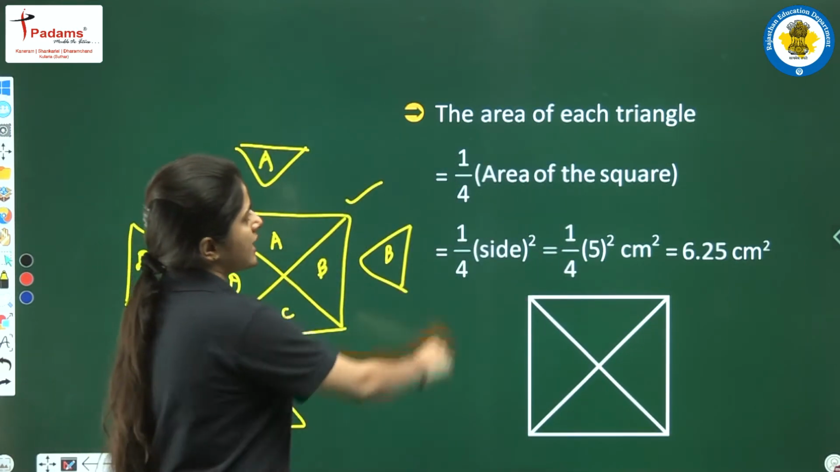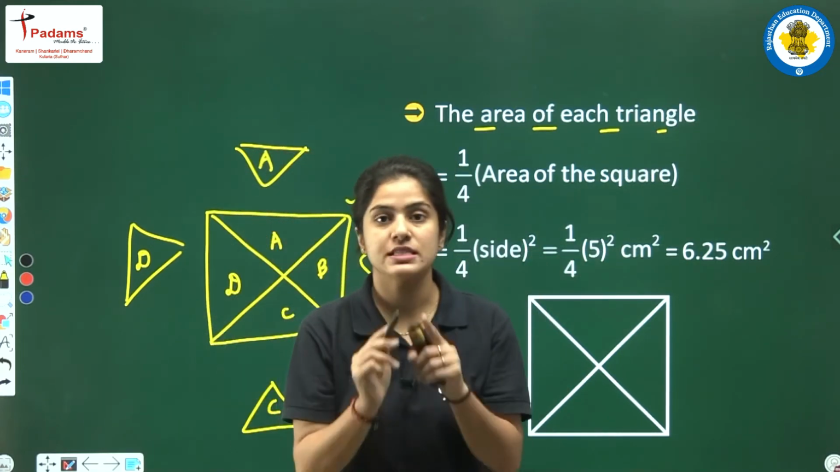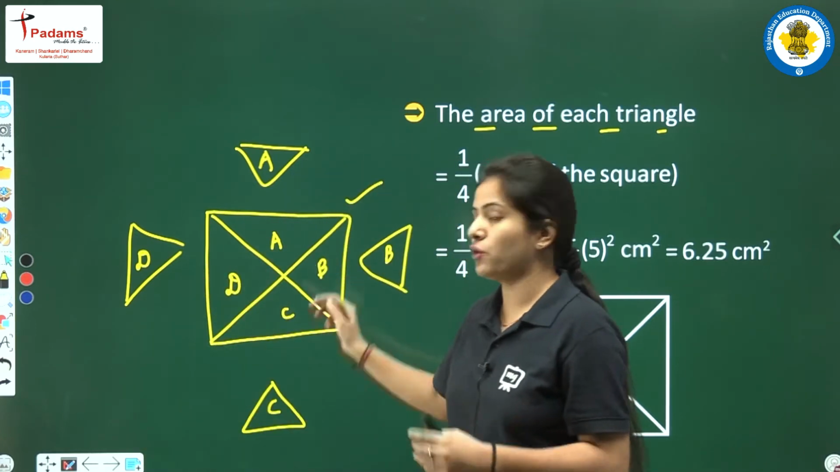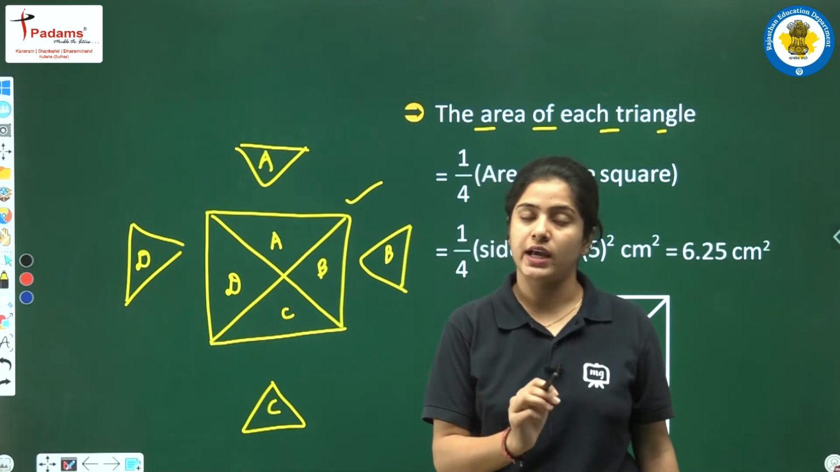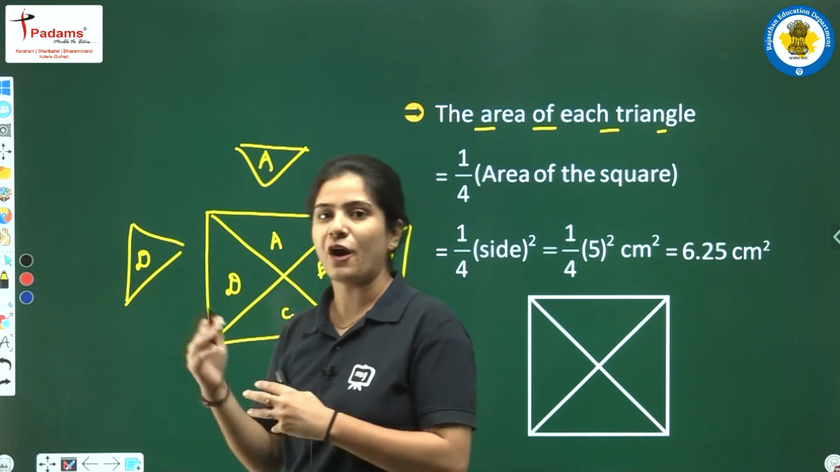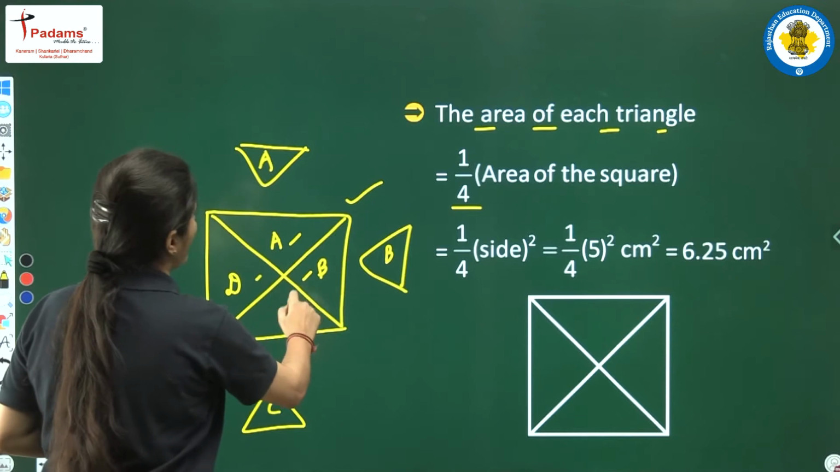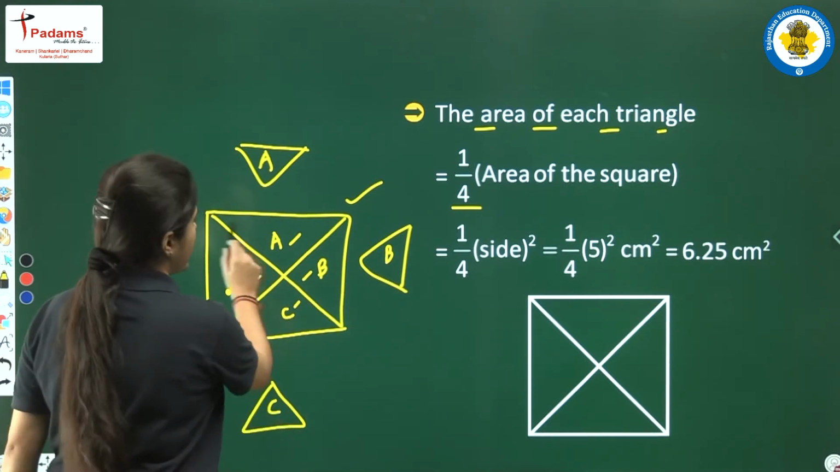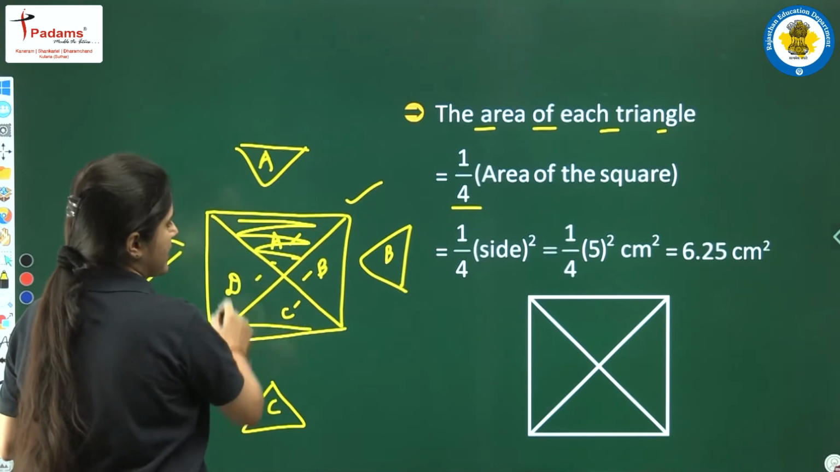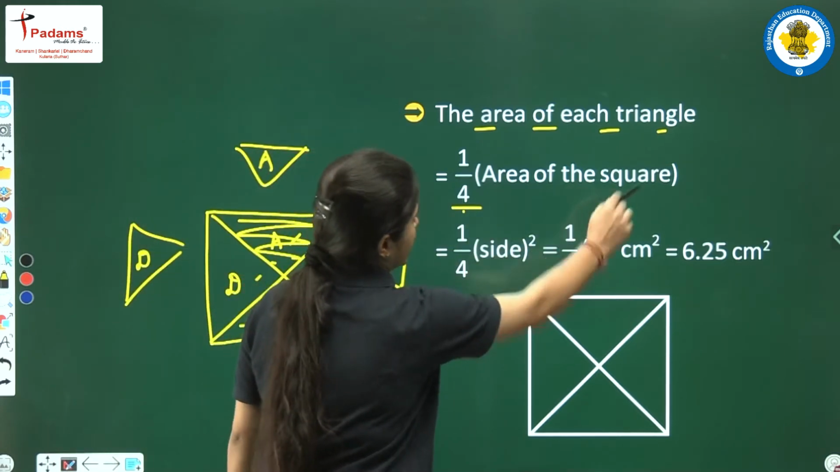So students, what is the area of each triangle? When I'm talking about a square, the number of triangles in a square is 4. Have a look, 1, 2, 3 and 4. So in the case of a square, the area of each triangle is 1 upon 4 of the area of the square. Why 1 upon 4, students? Because we have 4 triangles. So if we have to find the area of one triangle, it will be 1/4 of the area of the whole square, okay? This one. So 1/4 of the area of the square.